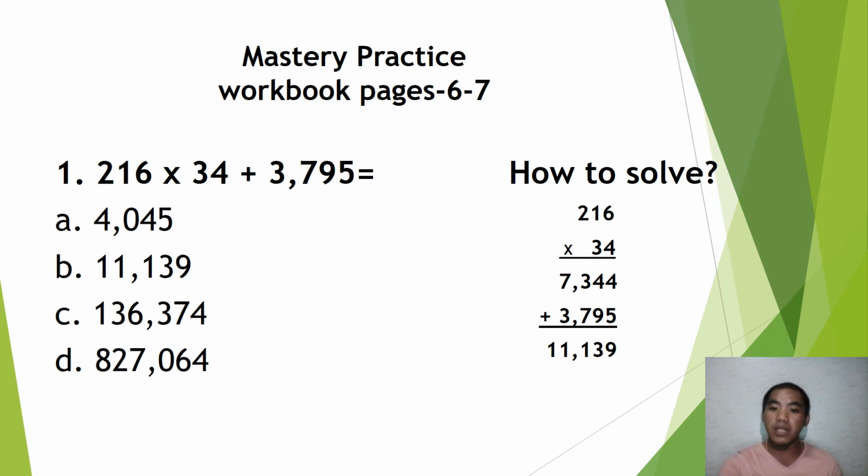The answer there is 7,344. And then proceed now to addition. So 7,344 plus 3,795 is 11,139. Therefore, the answer in number 1 is 11,139. If you are going to locate it in the choices, it's on letter B. Okay? So again, do first the multiplication before subtraction.